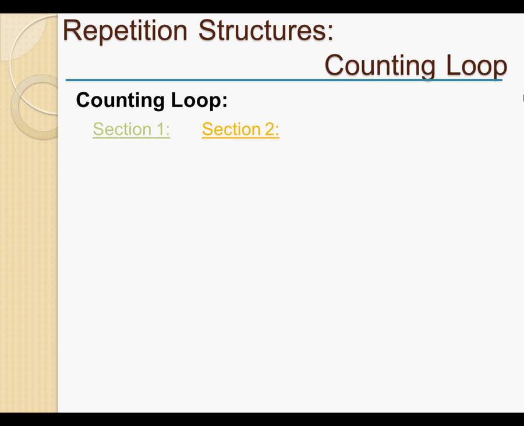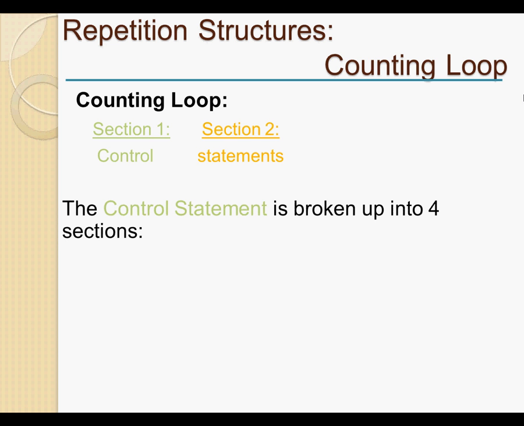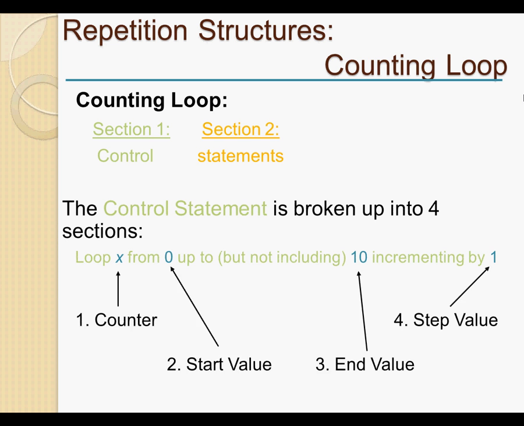So we'll start by looking at the counting loop. And the counting loop has two sections. The first is the control statements, and the second is the statements we're actually going to repeat. The control statement is broken up into 4 sections. Okay? We have the first section, which is a variable that we call the counter. Okay, this counter variable is going to count the number of times that I have run my loop.